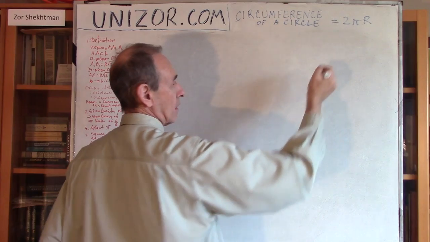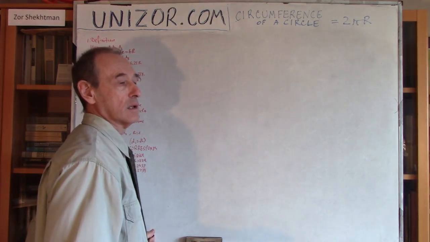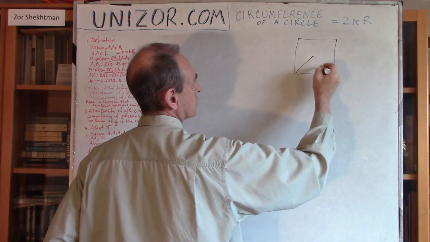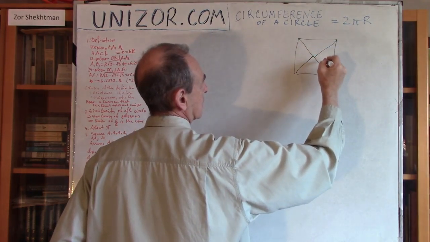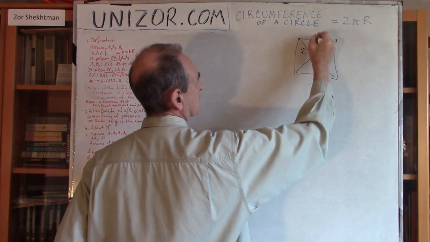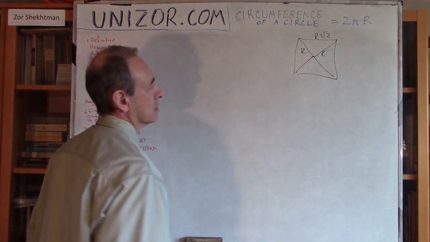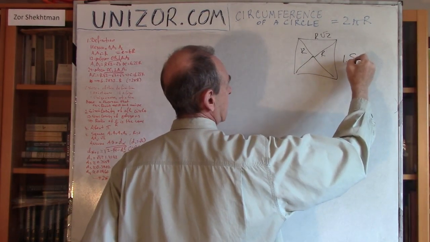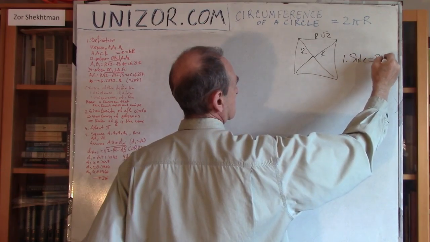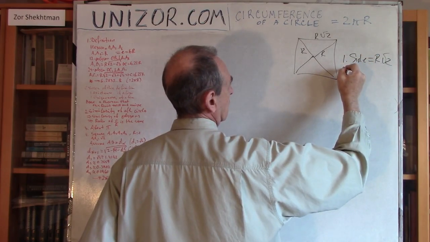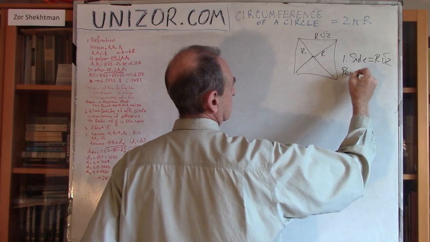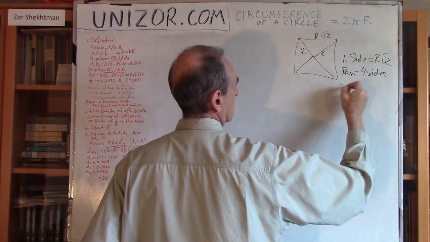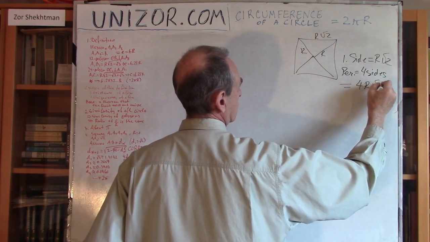Now, if I have a square, now this is the radius, right? These are four radiuses. So this is R, this is R. So this is R square root of 2. So the perimeter on the first step: the side equals R square root of 2, and the perimeter, which is 4 sides, is equal to 4R square root of 2.